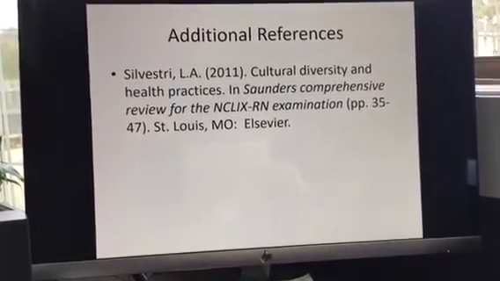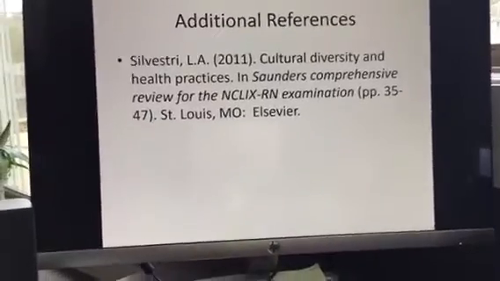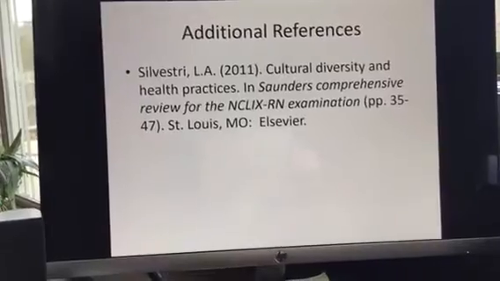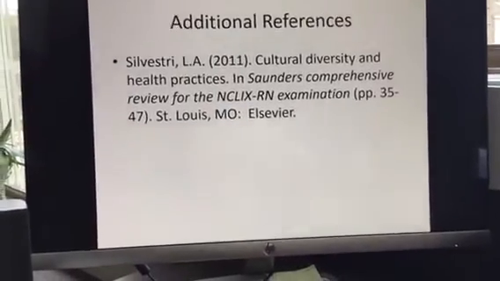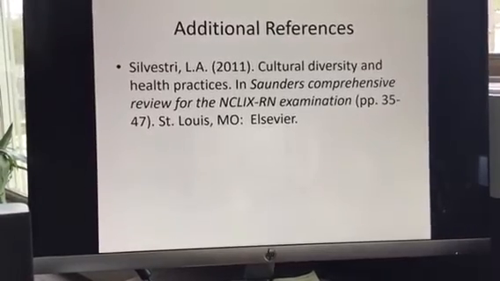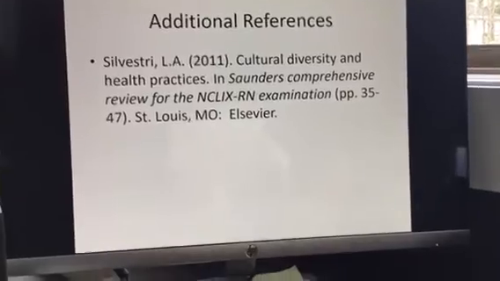And then finally, Donna Bishop, this is her presentation, and she did use Silvestri's cultural diversity and health practices as part of this presentation to get some of her information, as well as your textbook.